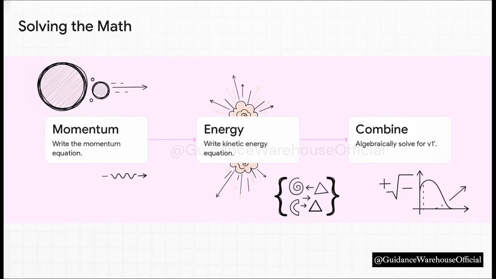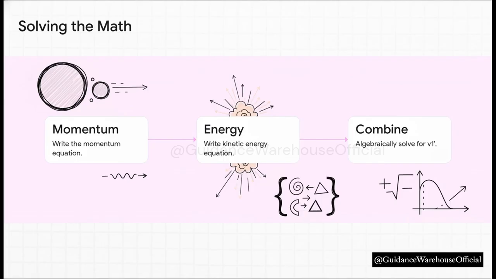Again, the initial kinetic energy of Object 2 is 0. Third, we combine them. If you solve the momentum equation for the final velocity of the large object and then substitute that entire expression into the kinetic energy equation, boom, you eliminate one variable. Now, you're left with a quadratic equation with only one unknown, the final velocity of the small object.